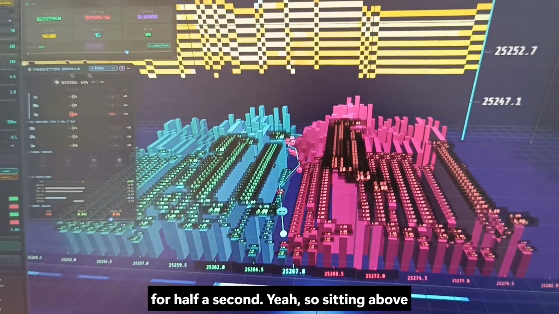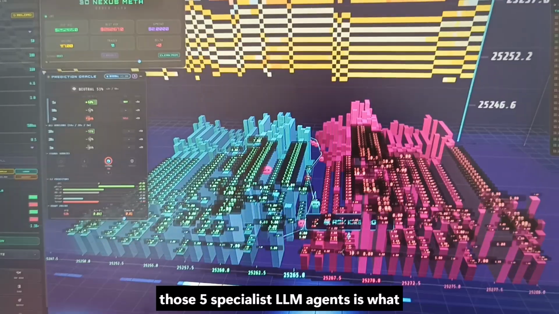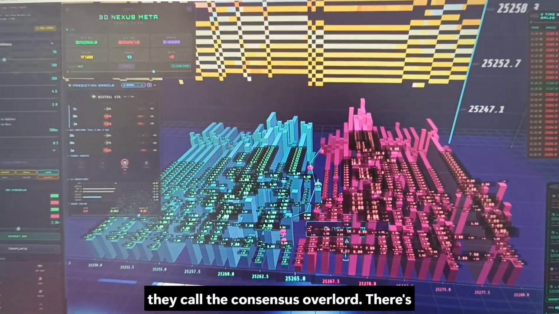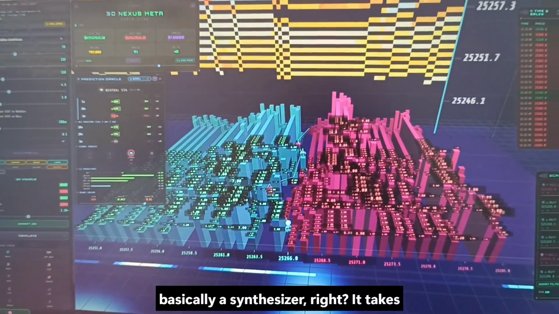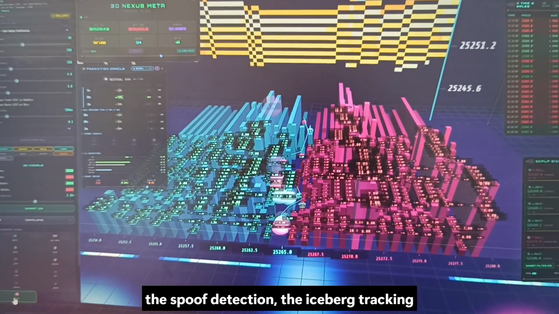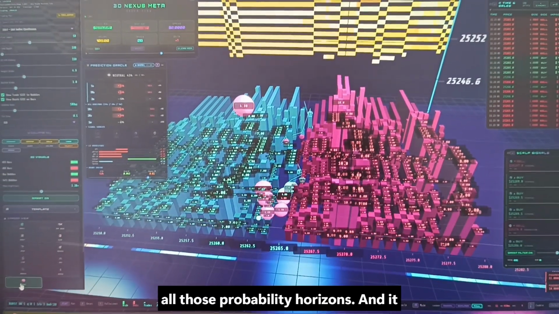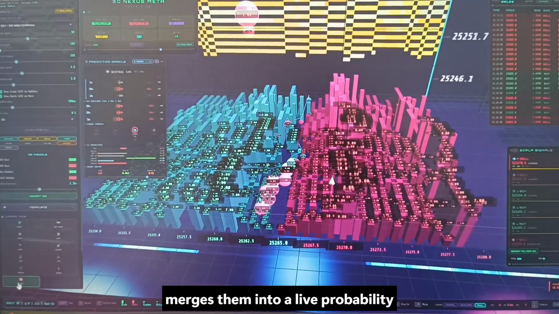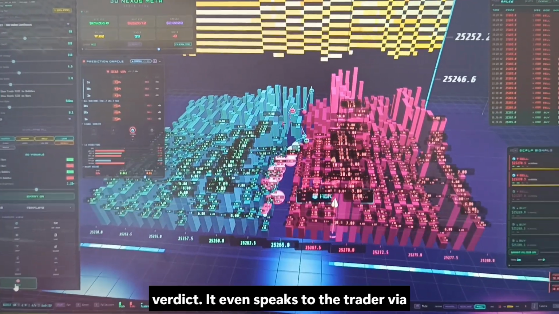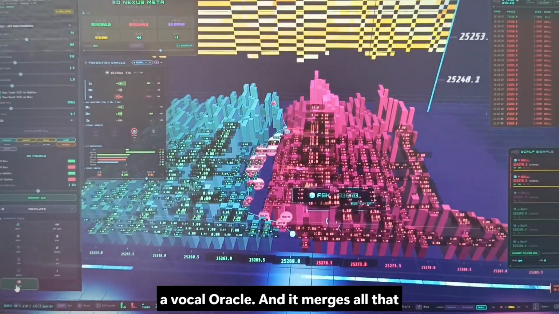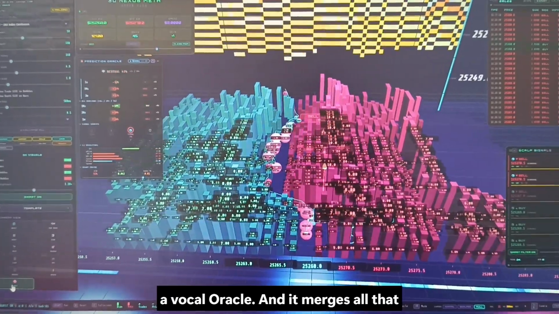Yeah. So sitting above those five specialist LLM agents is what they call the consensus overlord. It is basically a synthesizer. Right. It takes the spoof detection, the iceberg tracking, all those probability horizons, and it merges them into a live probability verdict. It even speaks to the trader via a vocal oracle. And it merges all that with a highly sophisticated quant engine.